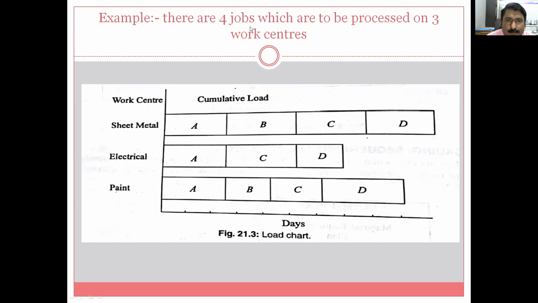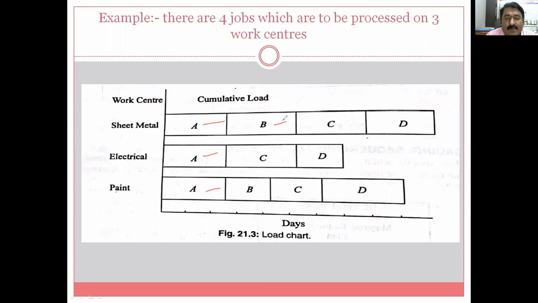So here you can see A. Sheet metal is for a certain time, in number of days. I assume, for example, 1, 2, 3, 4, 5, so number of days are there. For 2 days or 2.5 days, the sheet metal A job, then electrical, then paint. Then you will say, sir, how is it possible that one job goes 3 times? It is a batch type, so it is not only one job. A types of jobs are there that will be loaded on this.